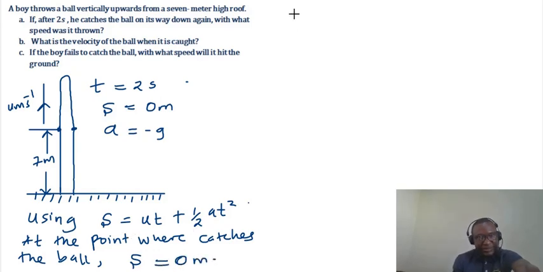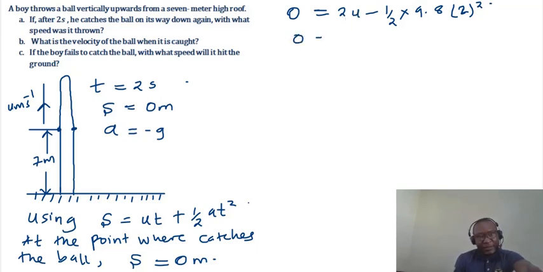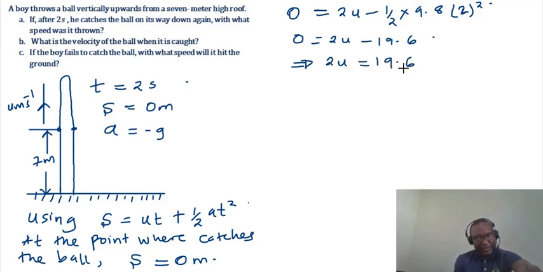At the point where he catches the ball, the displacement is equal to 0 meters. So let's substitute in. We shall have 0 being equal to our u. We don't know it, but we know t, so we have 2u minus a half times g, which is now 9.8 times our time squared. We have this is 2 over 2. Our interest is u. So this is 0 being equal to 2u minus 19.6. So this implies that 2u is equal to 19.6 and u alone is 9.8 meters per second.